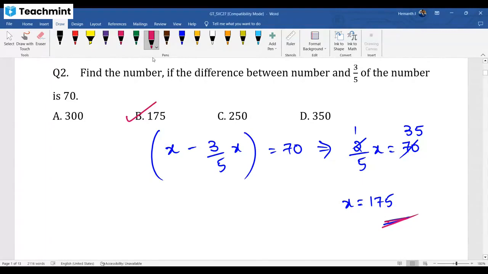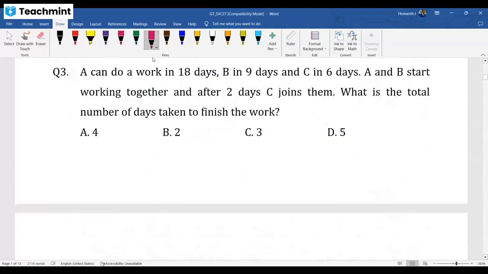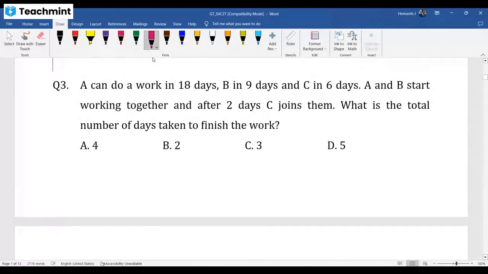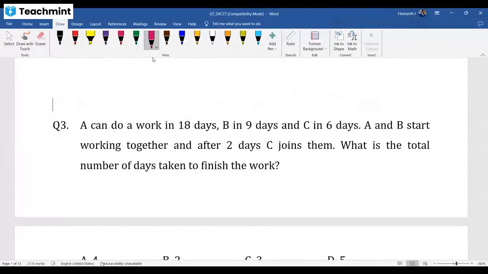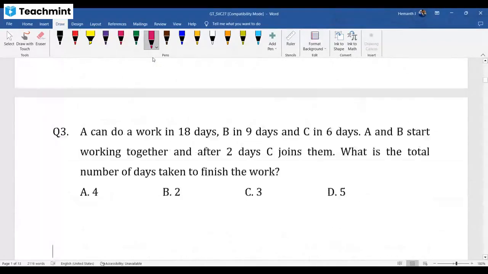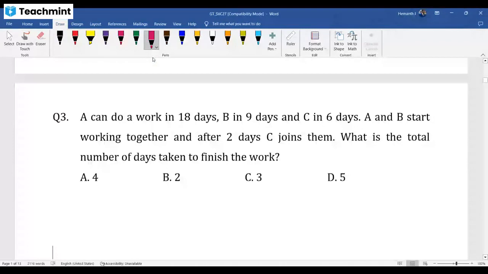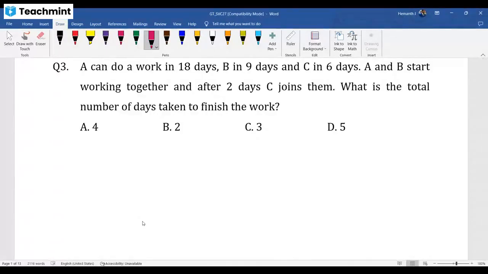Right, now see the next one, a time and work related question. What they gave: A can do a work in 18 days, B in 9 days and C in 6 days. A and B started working together. After 2 days, C joins them. So this is the join or leave concept in time and work.